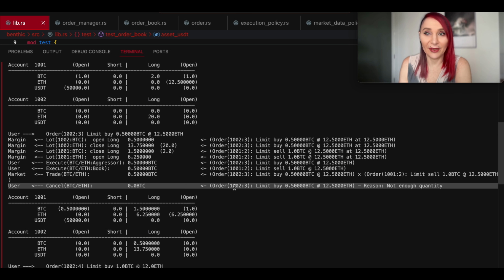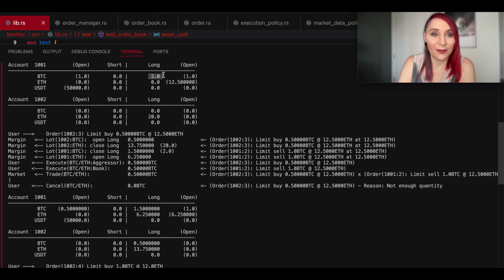Okay, so let's look at the balance sheets. User 1 had 2 Bitcoins and 0 other things. User 2 had 20 Ethereum. And now user 1 has 1.5 Bitcoin, okay? And that half Bitcoin went to user 2, and now it's in user 2 account on the long side.